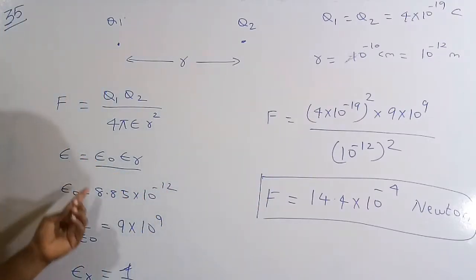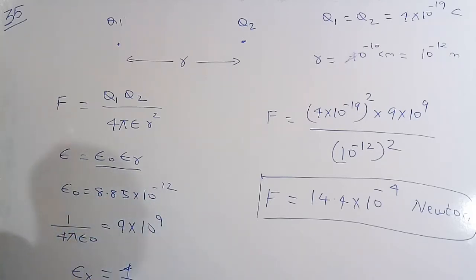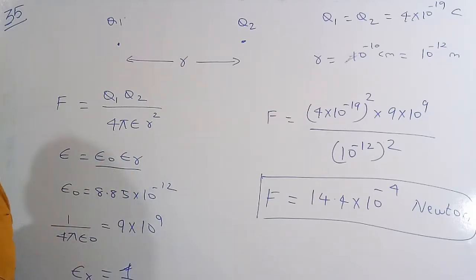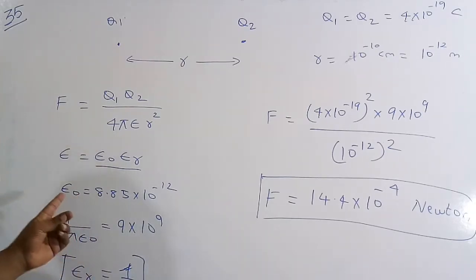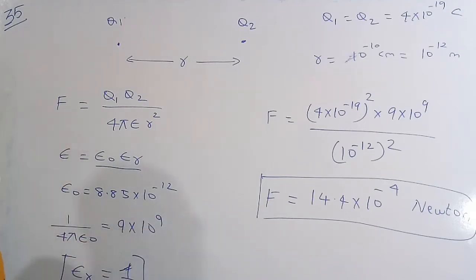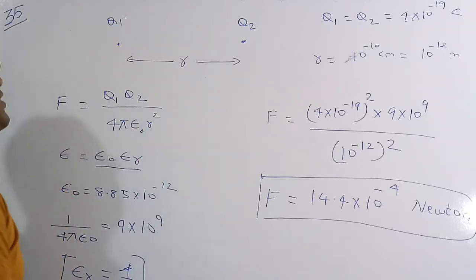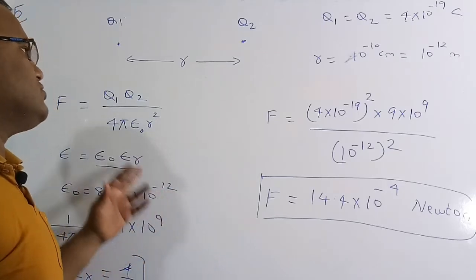So the epsilon naught value is 8.85 into 10 to the power of minus 12. And as I have told you, in the question they have not given anything regarding epsilon R. If nothing is given regarding epsilon R, it indicates that epsilon R is equal to 1. Therefore 1 by 4 pi epsilon naught will be equal to 9 into 10 to the power of 9. So you can substitute all these values in this equation.